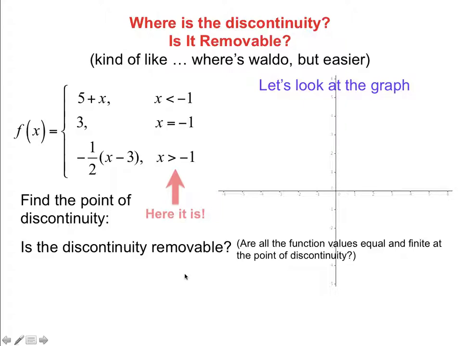So the first thing we could do is look at the graph. So for instance, if we graphed 5 plus x for all values less than -1, then we would get something that looks like this. We have an open dot at -1, 4, because when we put -1 here, we get a value of 4, but we don't include that value because we don't have the equal to sign here. So we have an open dot here, and then as we go to -2, we'd be at 3, and as we go out to -3, we'd be at 2, and so on and so forth.